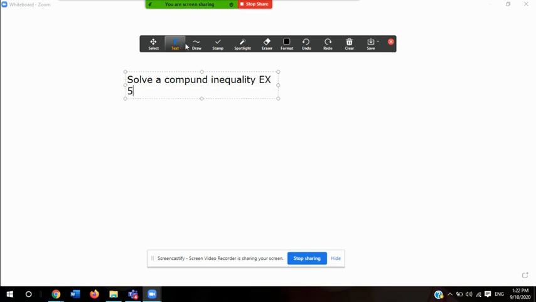And the inequality that we're going to work on is negative 4 is less than 6x minus 4 is less than 6x minus 10, which is actually going to be less than or equal to 14. Less than or equal to 14.